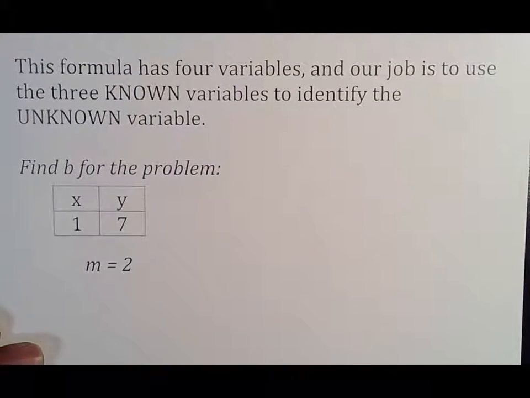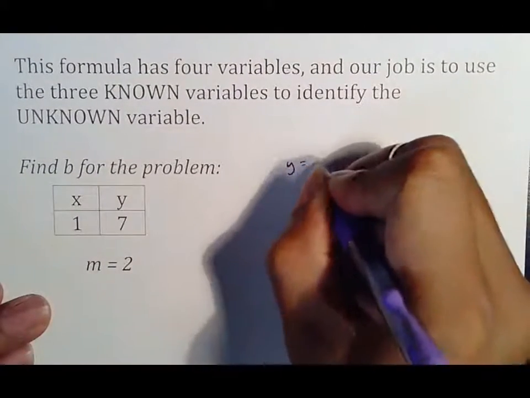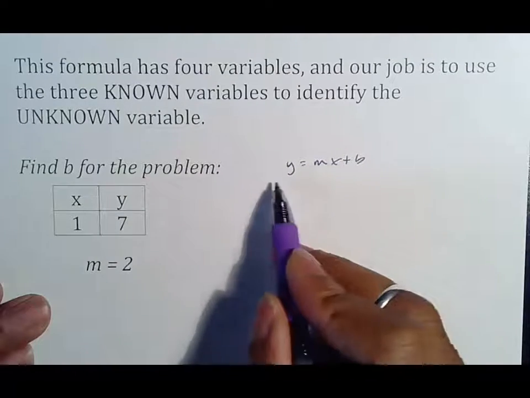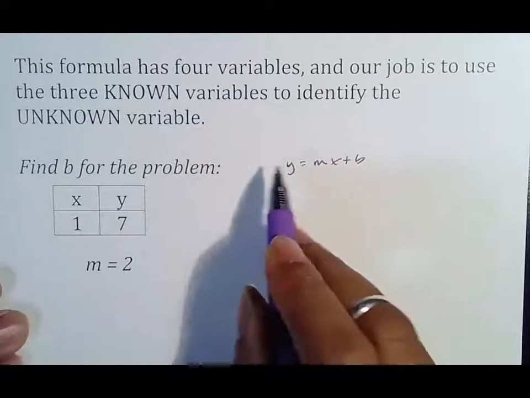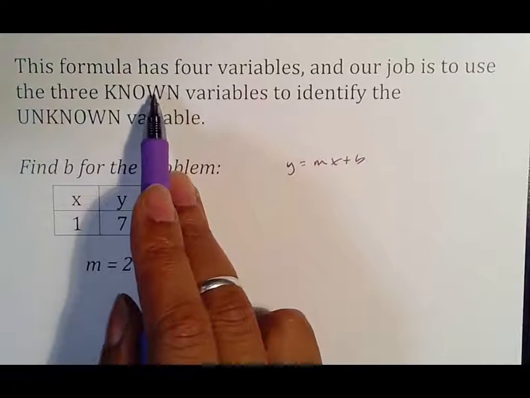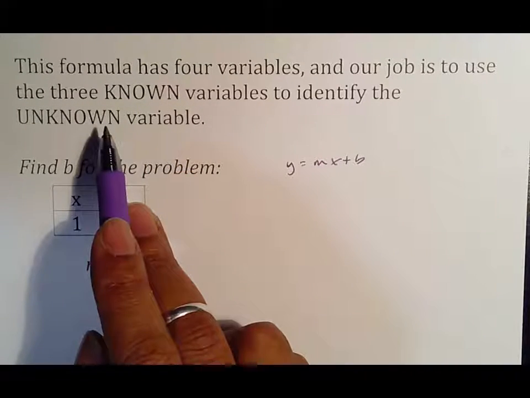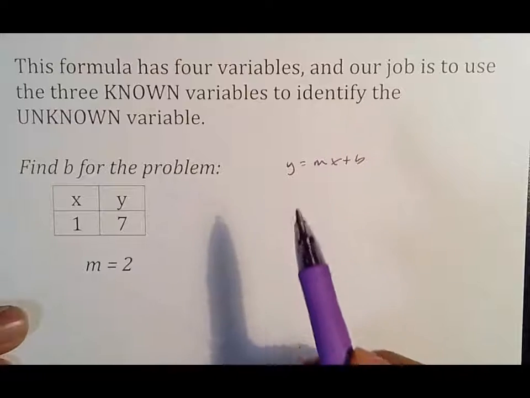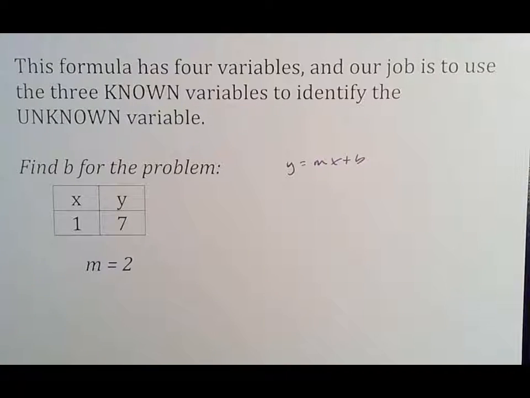So this formula has 4 variables. The formula we're talking about is y equals mx plus b. It has a y, an m, an x, and a b. That's 4 letters, 4 variables. Our job is to use the 3 that we know to identify the one that we do not know. Alright, so again, with that said, we are going to do that work.